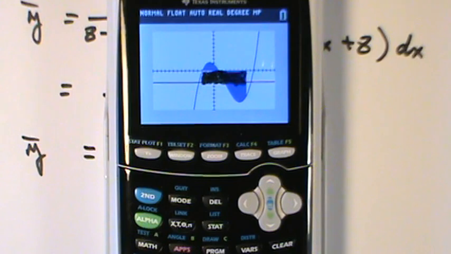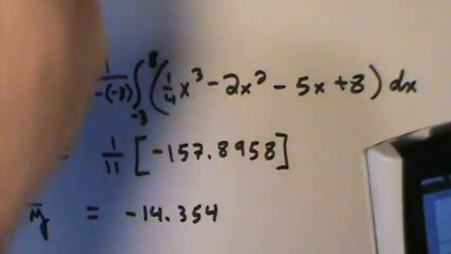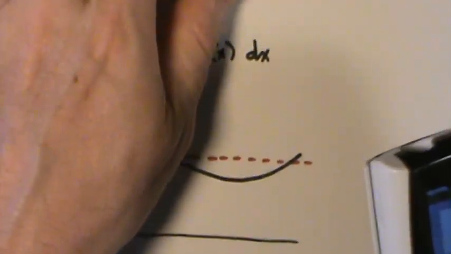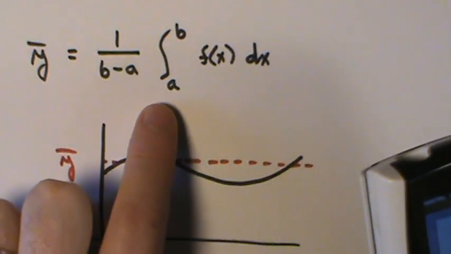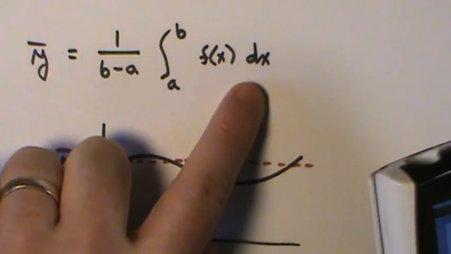That's the concept of an average value of a function. Once again, the formula is simply 1 over b minus a, the integral from a to b of your function with respect to x.